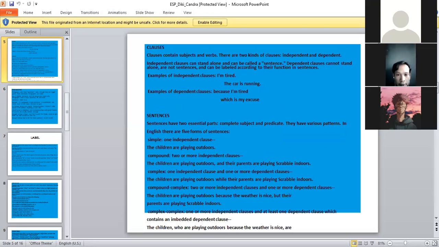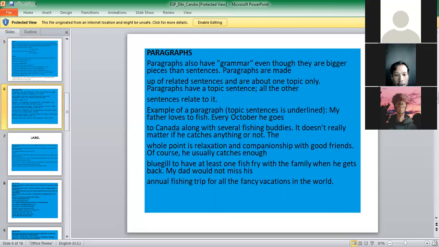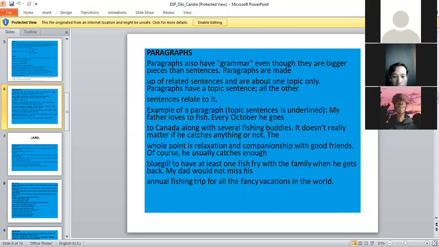In the next, paragraphs. Paragraphs also have grammar, even though they are bigger pieces than sentences. Paragraphs are made up of related sentences and are about one topic only. Paragraphs have a topic sentence, and all the other sentences relate to it. Example of a paragraph, topic sentence is underlined: My father loved to fish.